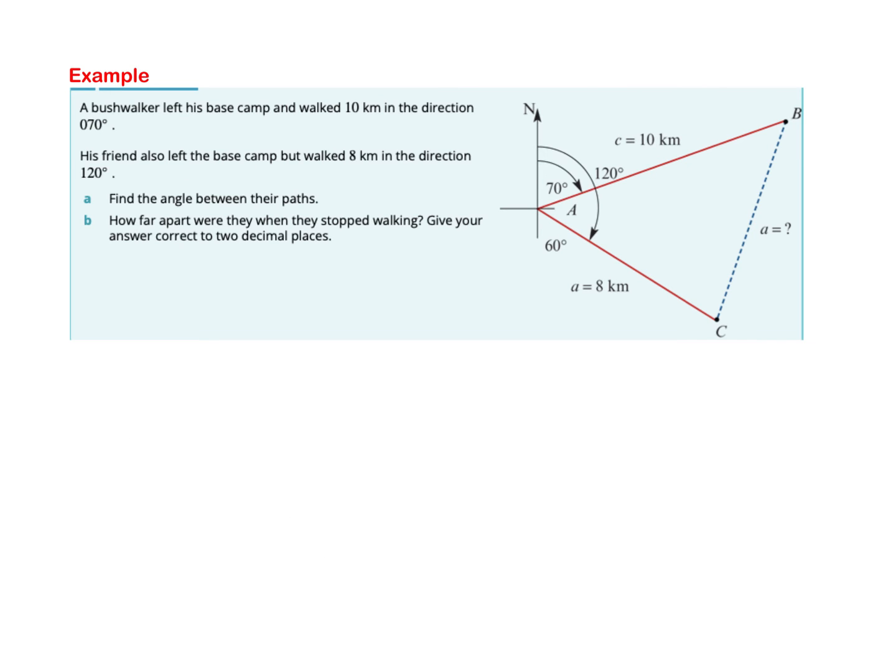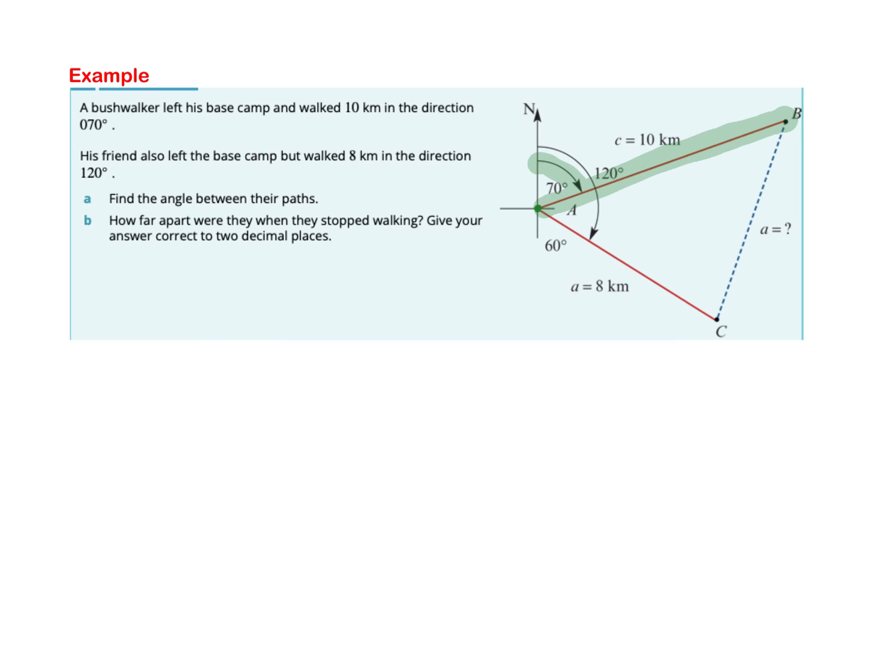Alright, so let's have a look. A bushwalker left his camp and walked 10 kilometres in the direction of 70 degrees. So here's their starting camp here, and you can see when they said the 70 degrees, that's them, and they've walked out here 10 kilometres.